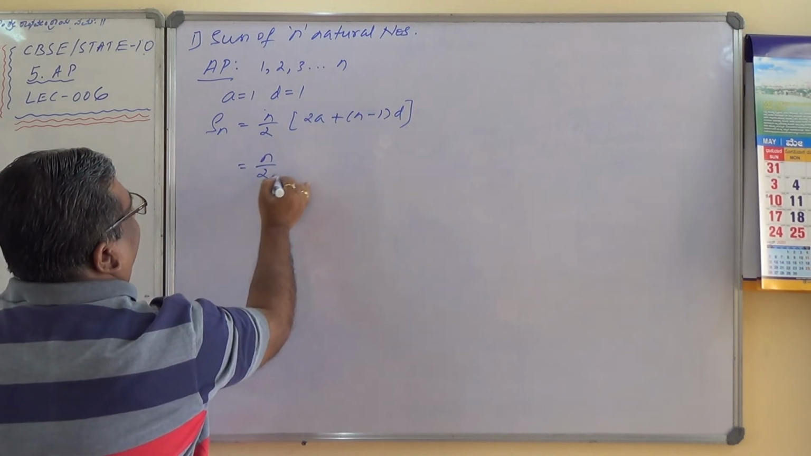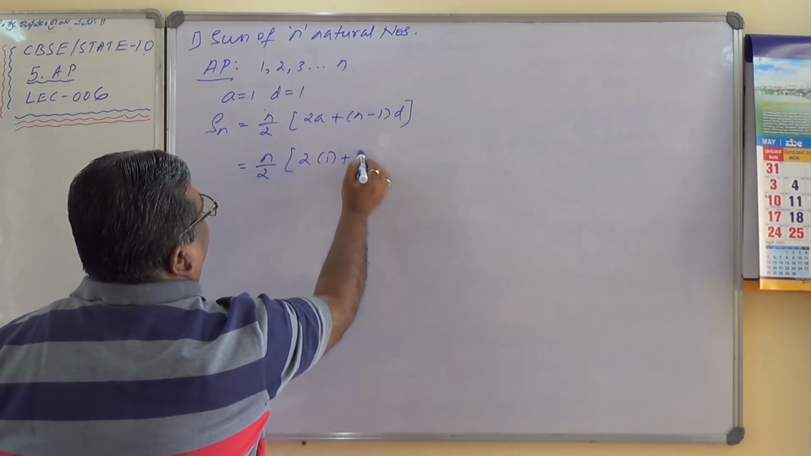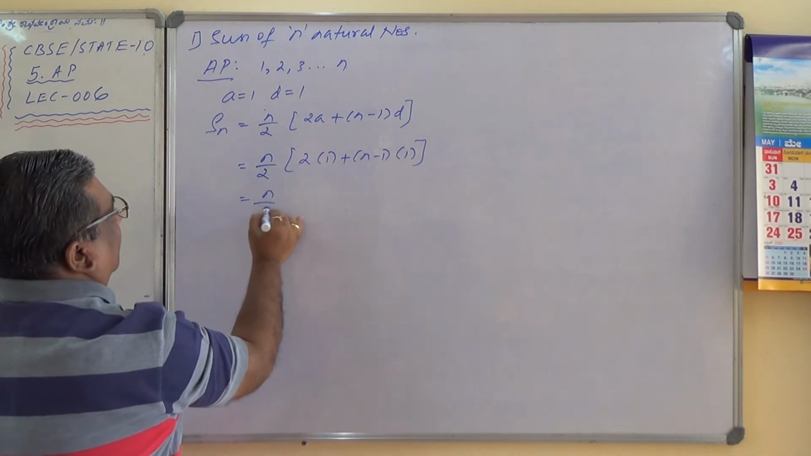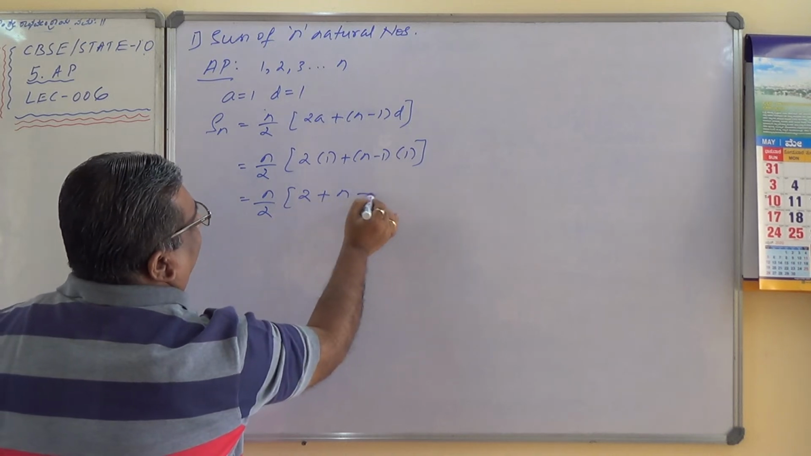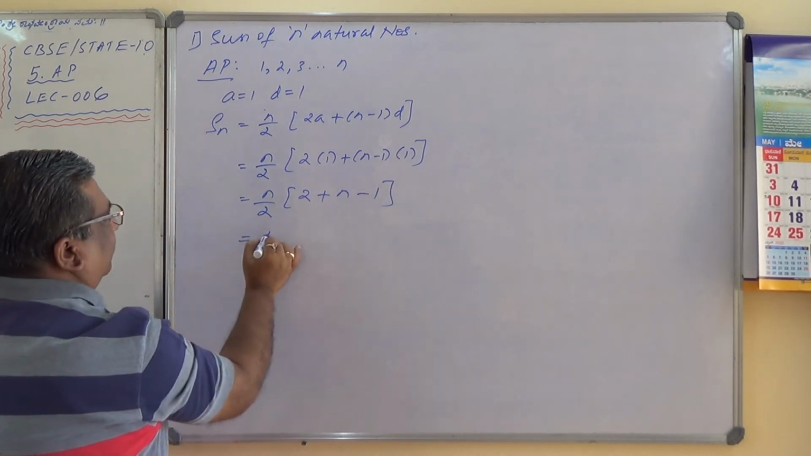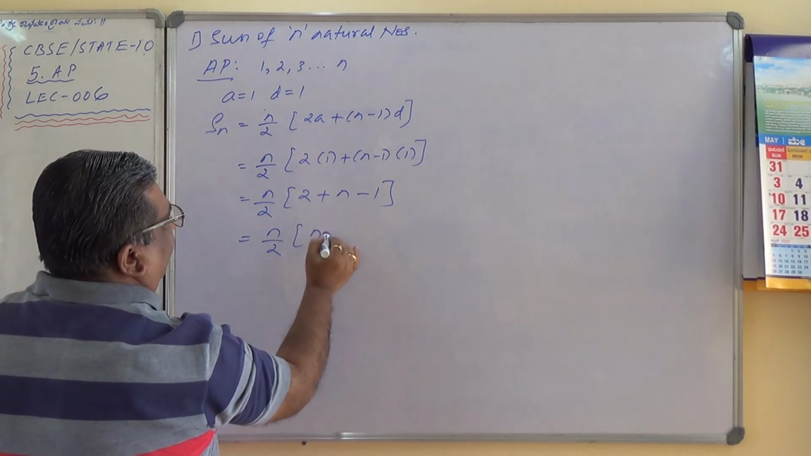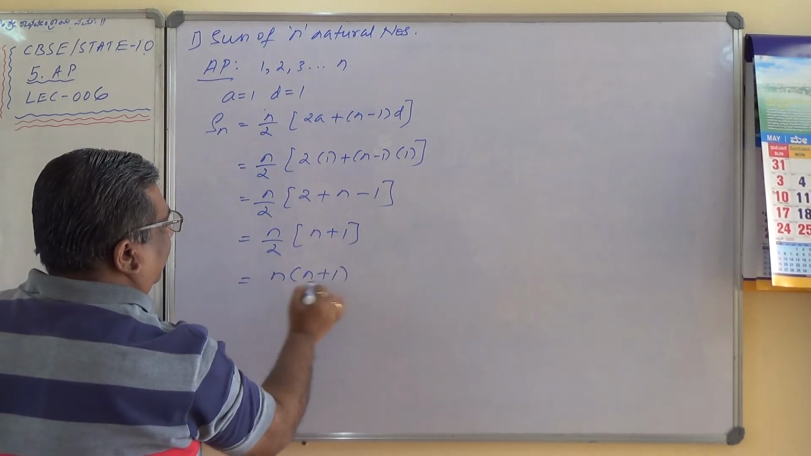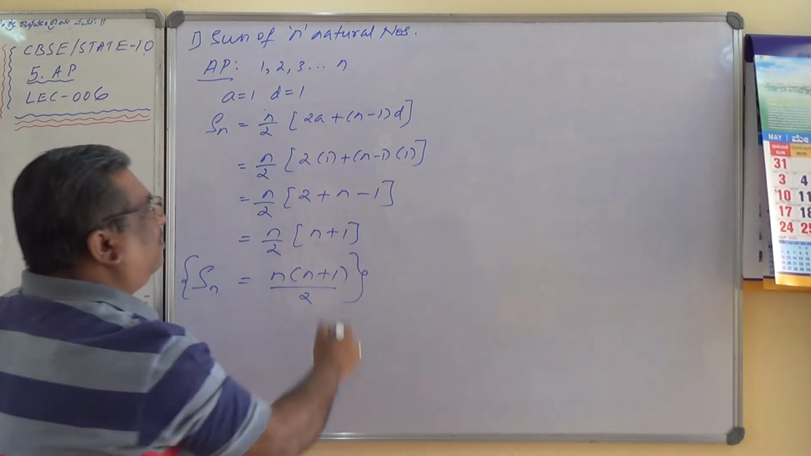which equals n divided by 2 into bracket 2 times A, 2 times 1 plus n minus 1 times D, D is 1, which equals n by 2 into bracket 2 plus n minus 1, which equals n by 2 into bracket n plus 1, which is equal to n into n plus 1 divided by 2. So this is the sum of first n natural numbers.